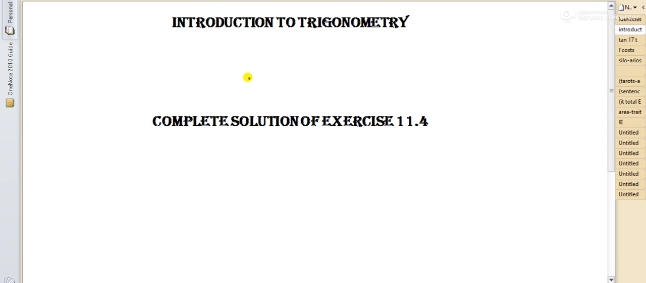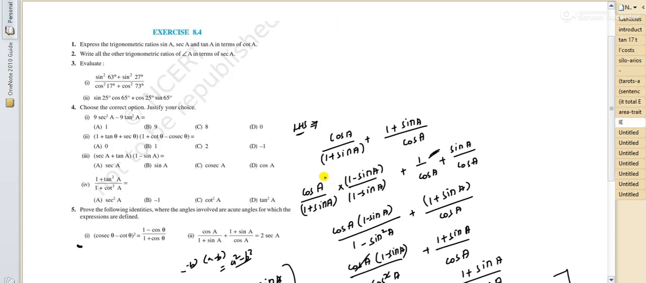So I'm going to start the second part of exercise 11.4. I hope you have seen the first part. In that video I have already solved these problems. You can see it here. The fourth exercise, in that already I have explained these 5 questions and I was solving this problem. I had already solved these two problems, that is the questions on proof. Prove that LHS equals RHS. So we have already started these type of problems.